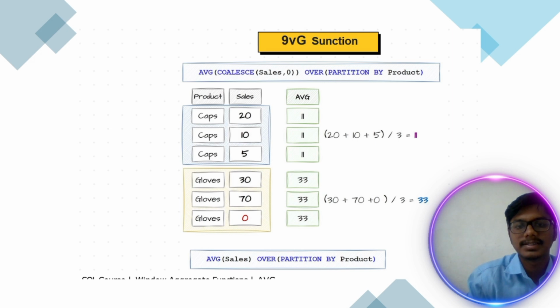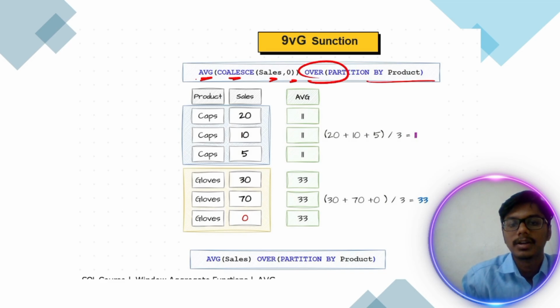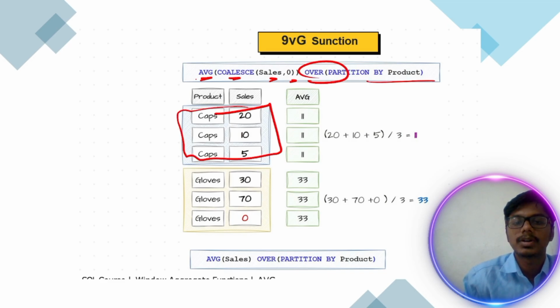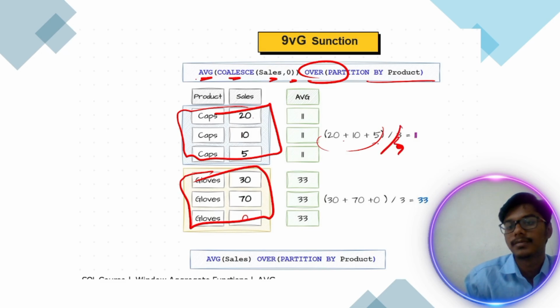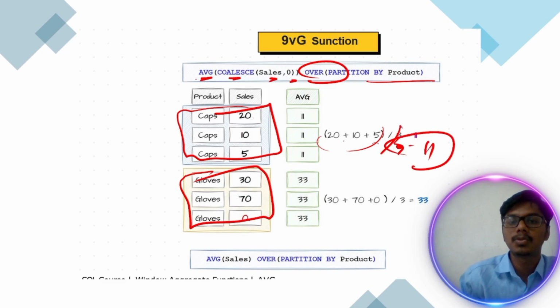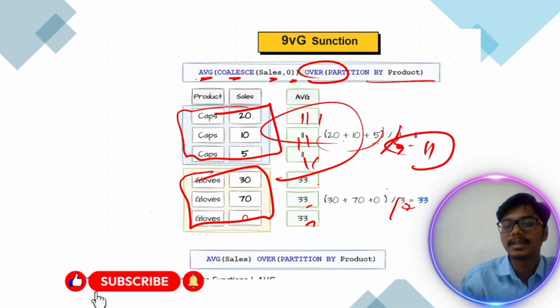Let's briefly discuss how it works on the screen. Average of COALESCE of sales comma 0 over partition by product. We are making a subset of the window. It is one subset, one window, right? Inside the window we do the average on 20, 10, 5. The total is 33 divided by 3, so the output is 11, 11, 11 at the row level. The same for gloves, 33, 33, 33. 30 plus 70 plus 0 divided by 3. We are making the null a 0, so the output is 33.